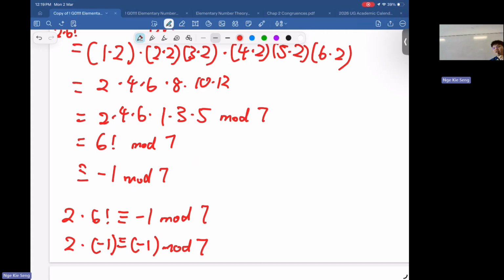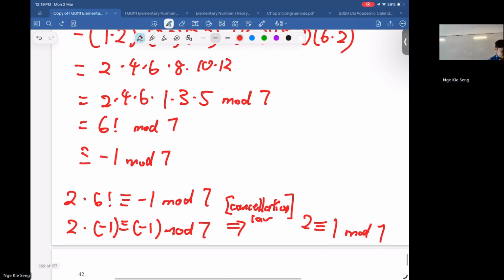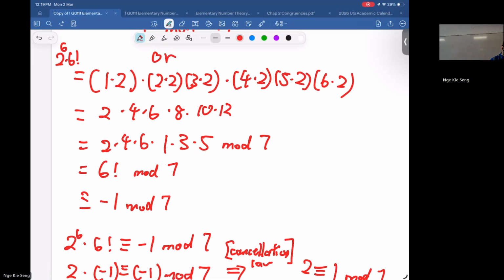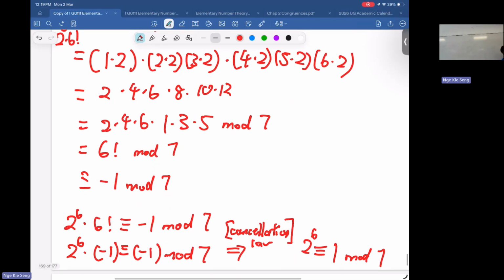So 6 and 7 have a GCD of 1. So that means it is invertible, right? So you can use the cancellation law. So 2 to the 6 is congruent to 1 mod 7. Wait, is it 2? What am I doing? 2 to the 6, sorry. 2 equals 1 is crazy. If 2 is equal to 1, our mathematics can collapse.